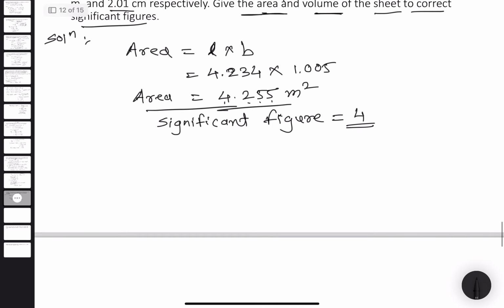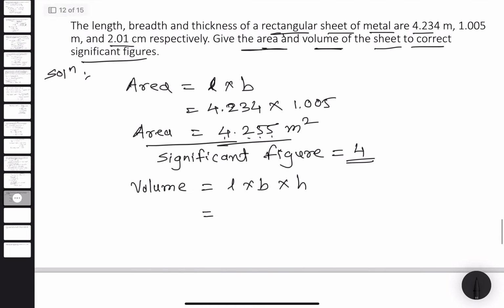So next we will calculate the volume. For the volume, we know the formula, that is length into breadth into height. Okay. So in the question, we are given the length and breadth in meter and thickness, that is height, is given in centimeter. So first we have to convert this centimeter into meter. That will be 2.01 into 10 raised to power minus 2 meter.